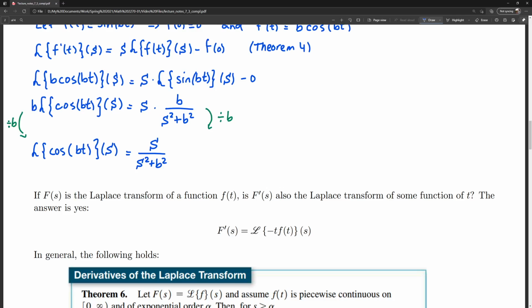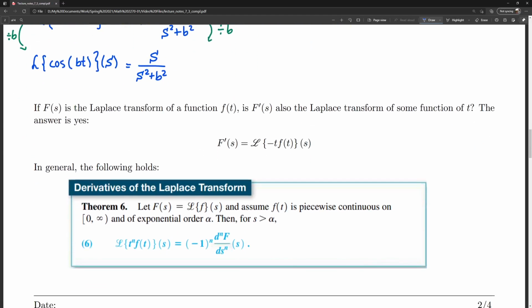Now, one other question that we can ask ourselves is that if capital F of s is the Laplace transform of some function f of t, is the derivative of capital F with respect to s also the Laplace transform of some function of t? And the answer is yes. We can actually show that capital F prime of s is the Laplace transform of negative t times f of t evaluated at s.